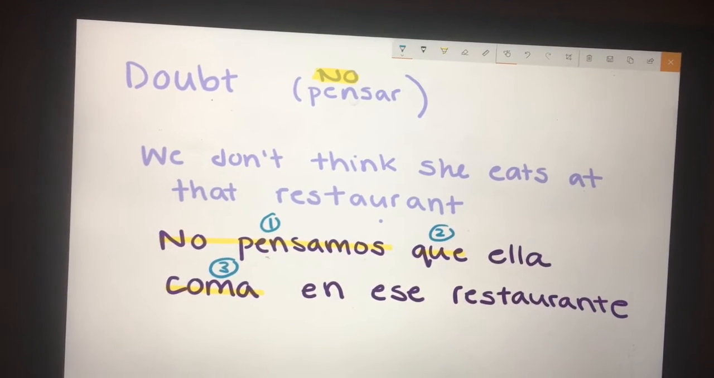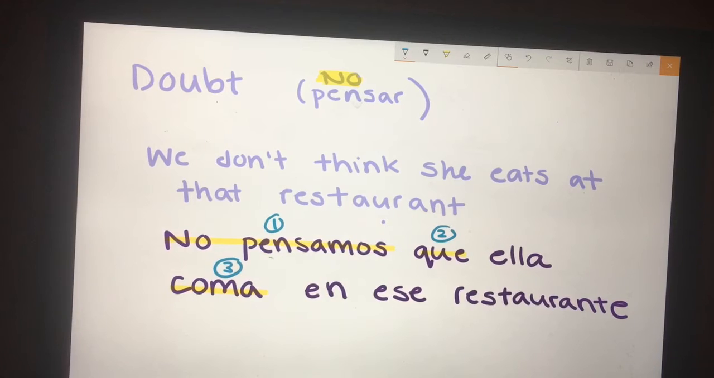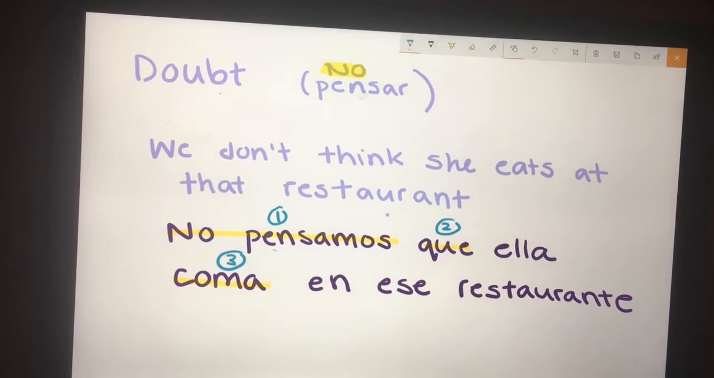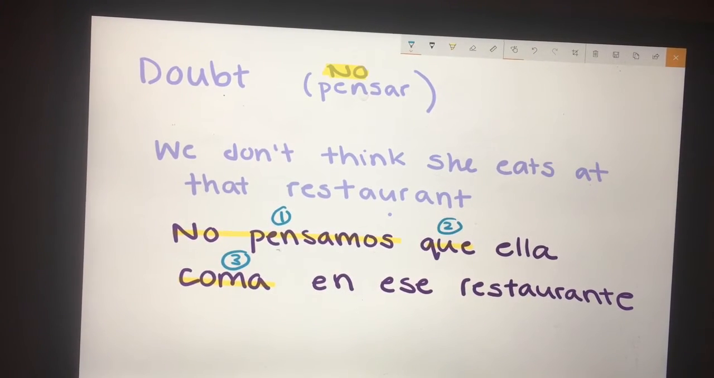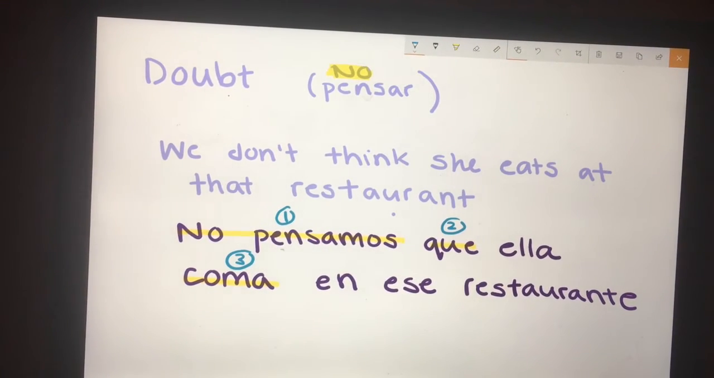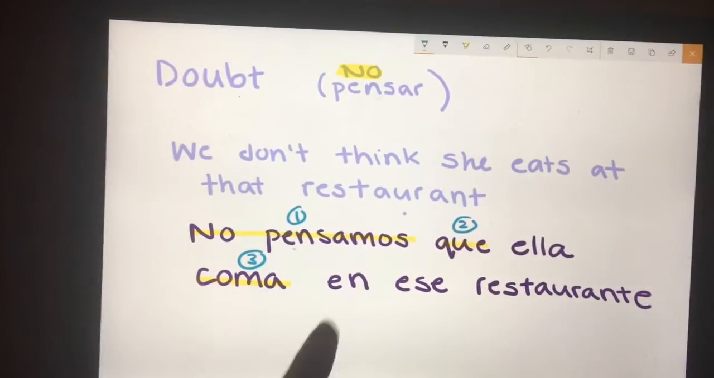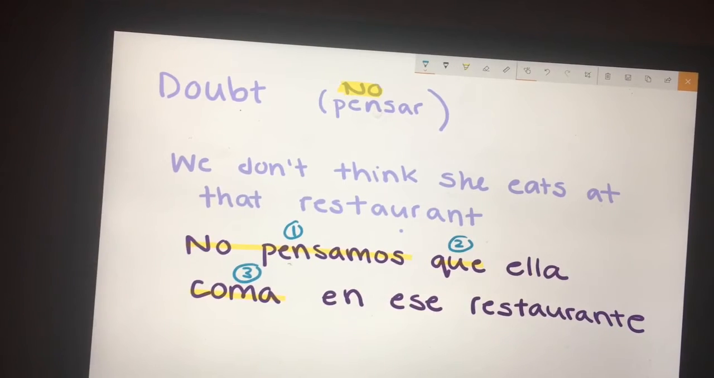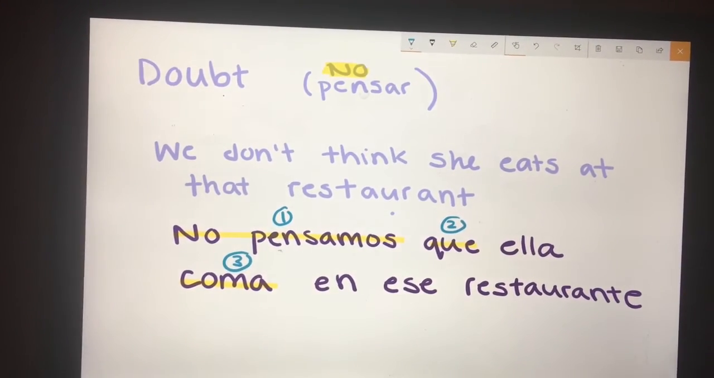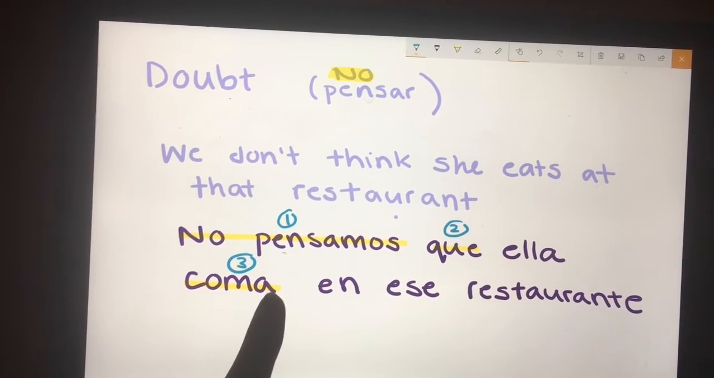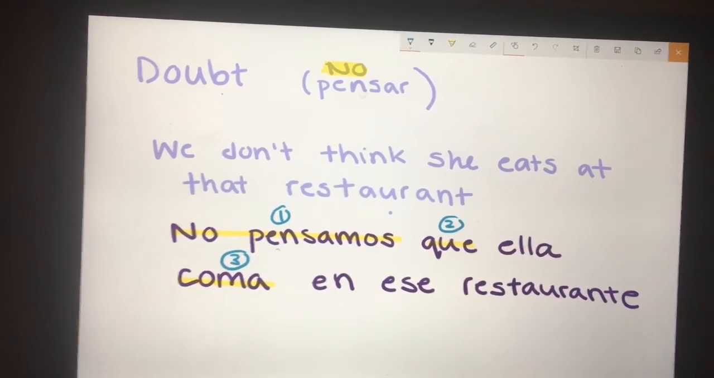The sentence I chose to use is "we don't think she eats at that restaurant." So the indicator is clear there. It's no pensamos, there is doubt. We have the que, and we also have a change in subject from we to she, so I can use the subjunctive here. The verb comer means to eat. Yo como is the yo form. I drop the O. Comer is an ER verb, so the opposite ending is going to be a. No pensamos que ella coma en ese restaurante.